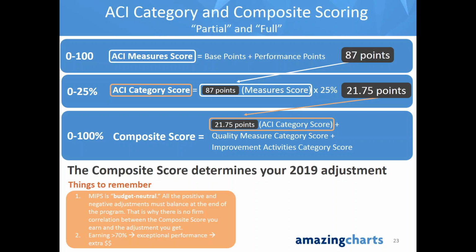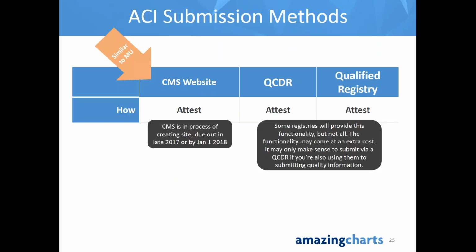Okay, so we're going to talk briefly about submission, and then we're going to wrap up with some Q&A. CMS is developing a website which will be available later this year, very similar to what you do now for meaningful use, and this will enable you to attest for your ACI. You also have the option to attest via a qualified registry or a QCDR.